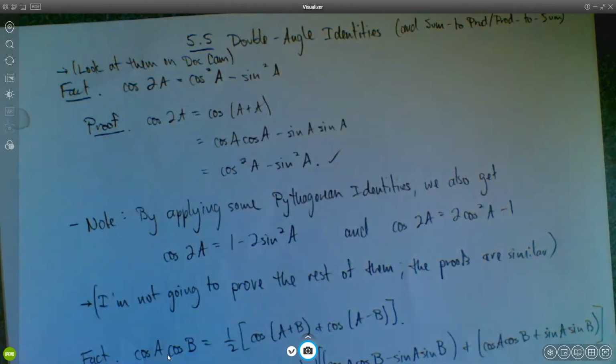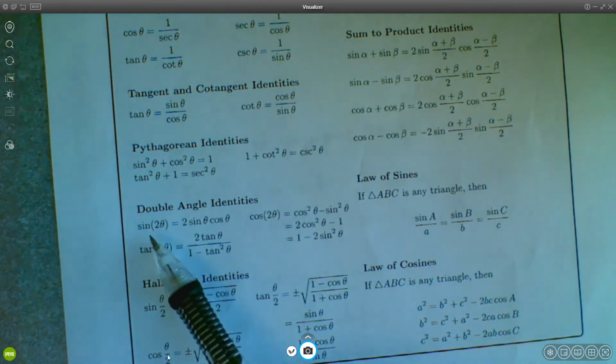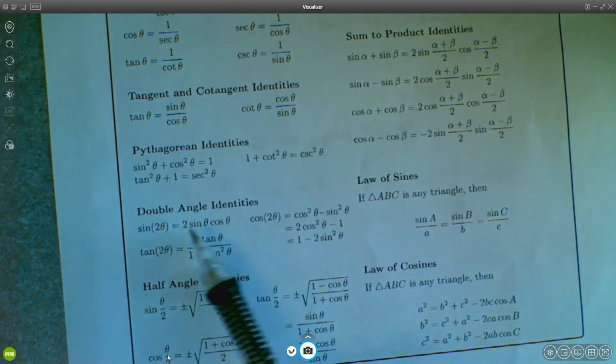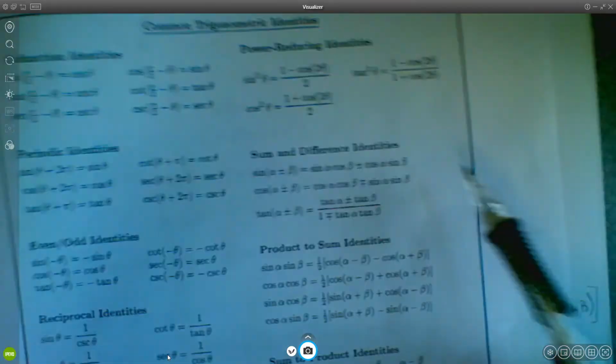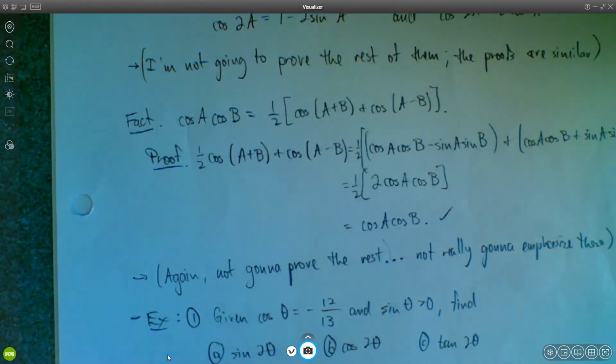Now, I'm not going to prove the rest of these double angle identities, but they're similar. If you want to prove that sine 2 theta is 2 sine theta cosine theta, just call 2 theta theta plus theta and then apply the sum identity, and you'll get there. Same thing with the tangent 2 theta identity.